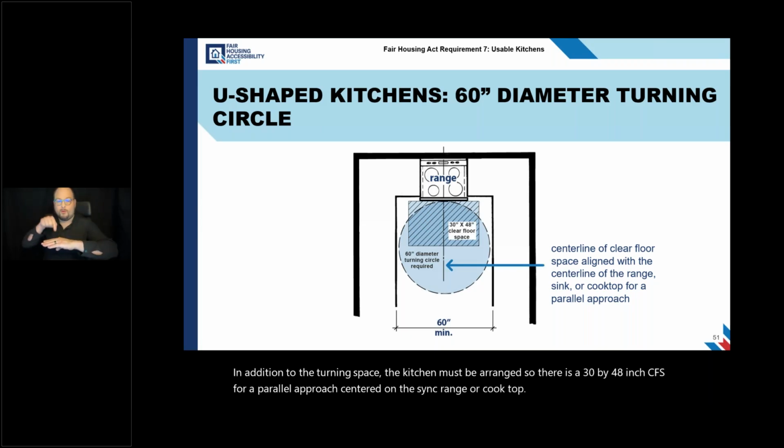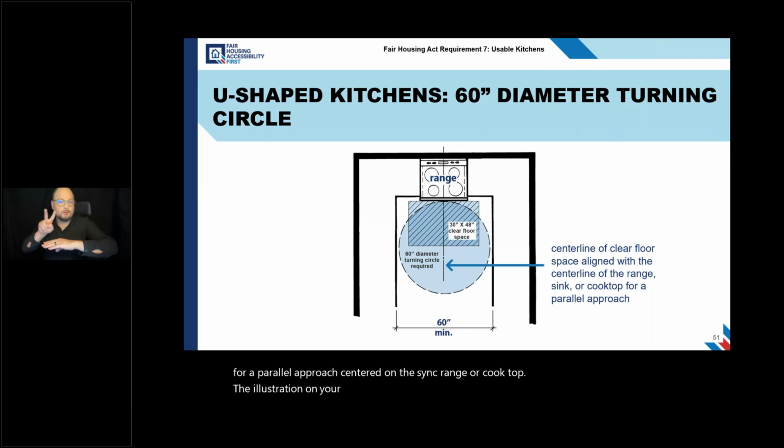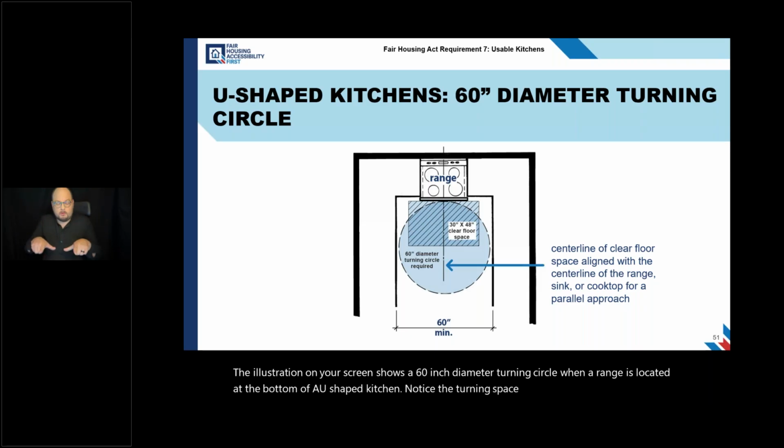The illustration on your screen shows a 60-inch diameter turning circle when a range is located at the bottom of a U-shaped kitchen. Notice the turning space is aligned with the center line of the range and the clear floor space.